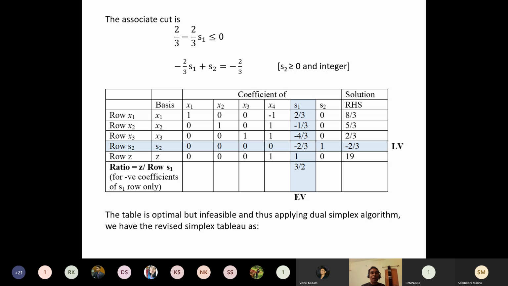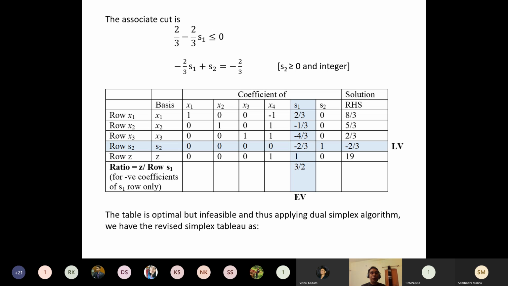If you make it an equality constraint by adding one slack variable, again s2, we get minus 2 by 3 s1 plus s2 equal to minus 2 by 3, where s2 is greater than or equal to 0 and an integer. Again, this cutting plane you have to add in the last simplex table you have derived. This is the simplex table you have derived, and except for this s2 row and s2 column, everything is the same.